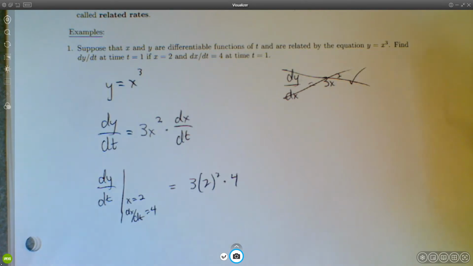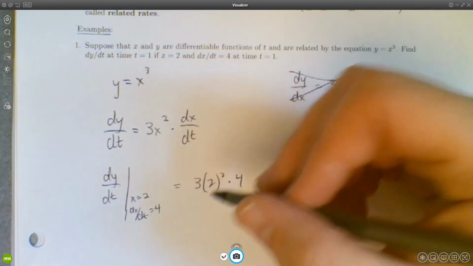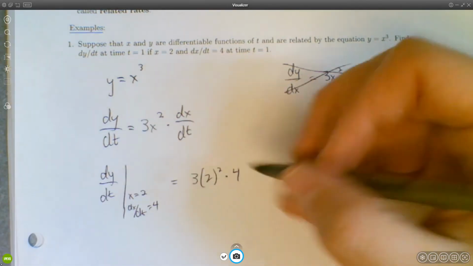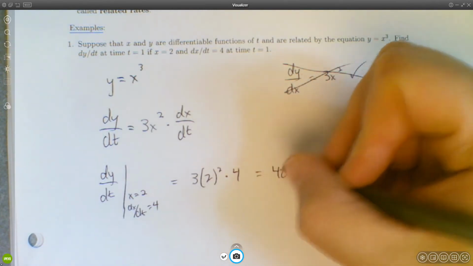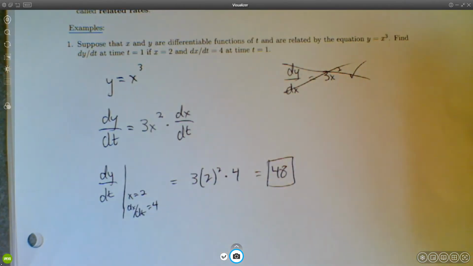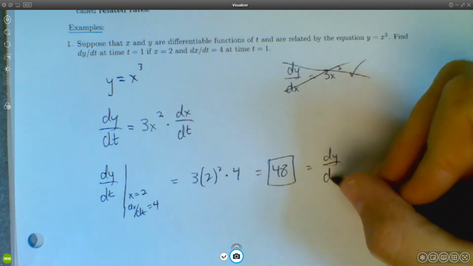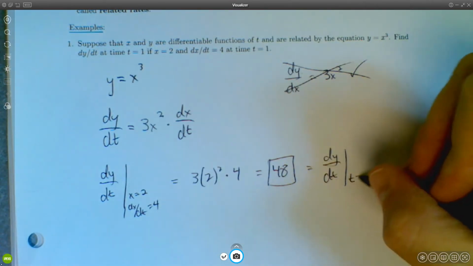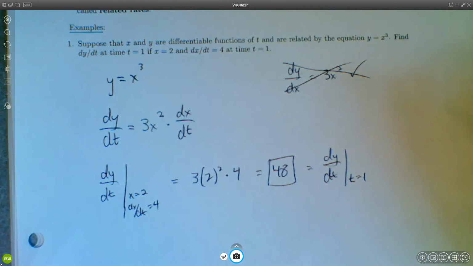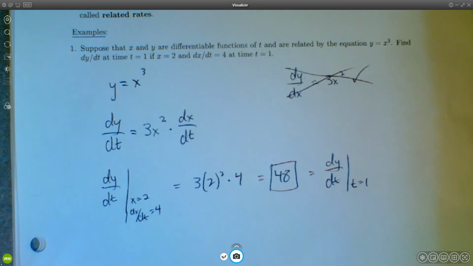Okay? 2 squared is 4. 4 times 3 is 12. 12 times 4 is 48. So there you go. So this is dy/dt at time t equals 1. Alright? Okay, so that's that.